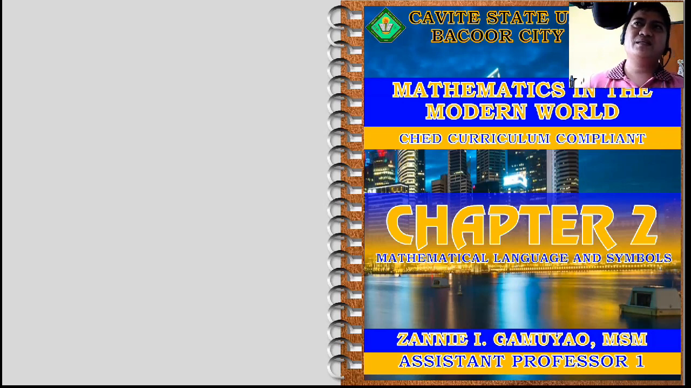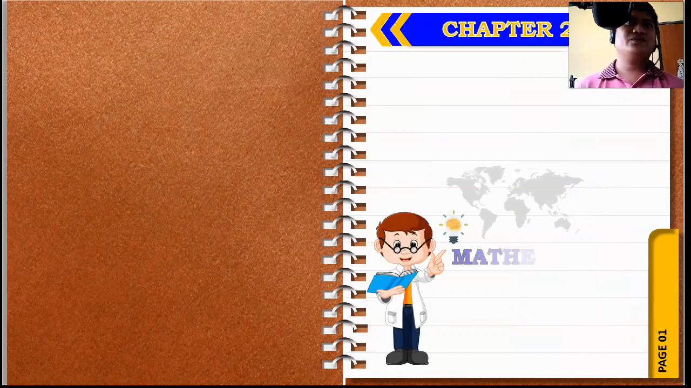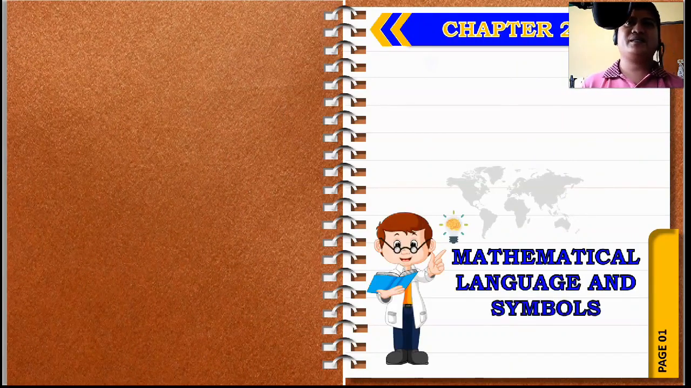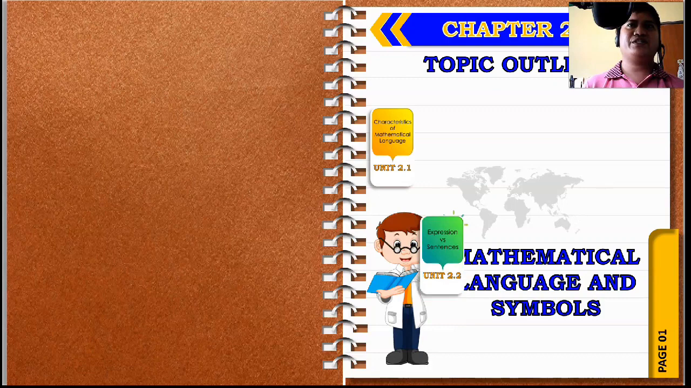Basically, this will be our guide for the very basic knowledge that we need to understand to better cope with this Mathematics in the Modern World subject. These are the very important concepts that we need to understand. Hopefully you will gain more knowledge from our discussion. To start with, this is the topic outline for Chapter 2.